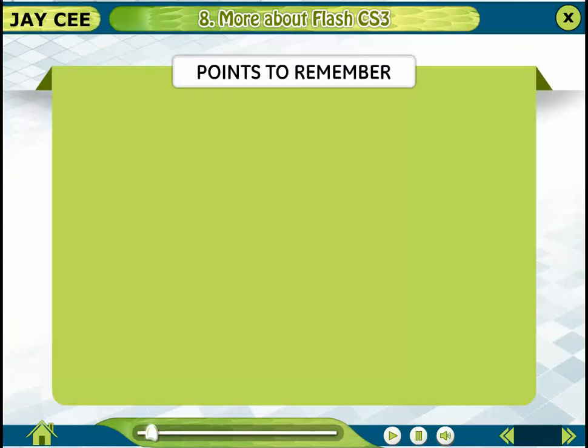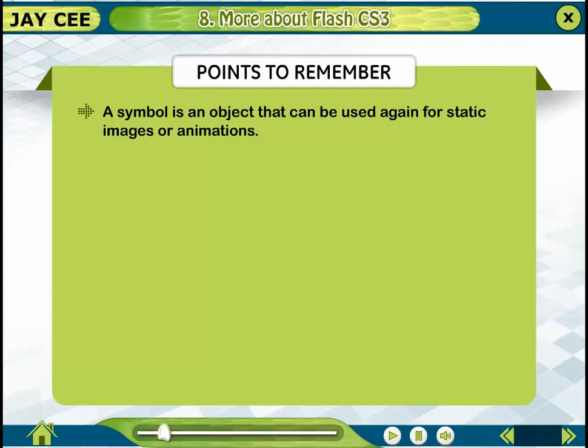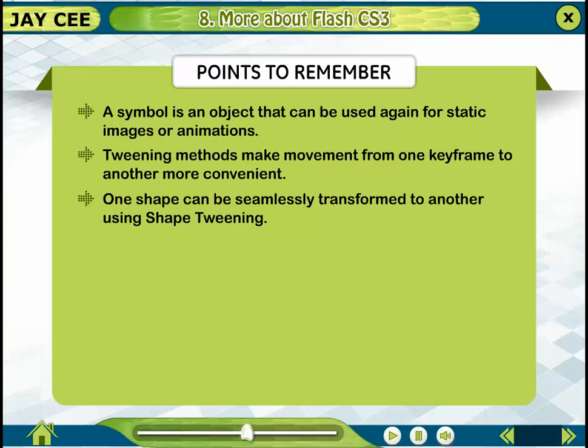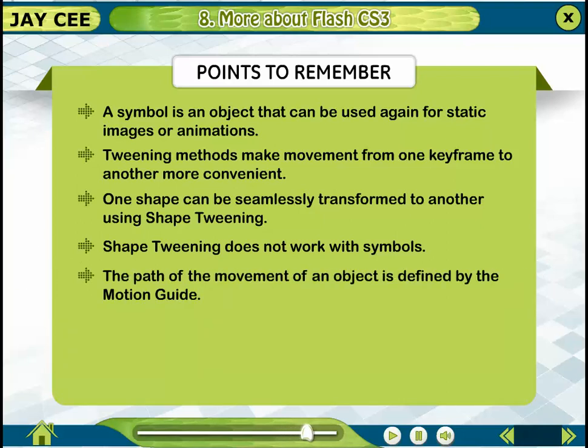Points to remember. A symbol is an object that can be used again for static images or animations. Tweening methods make movement from one keyframe to another more convenient. One shape can be seamlessly transformed to another using shape tweening. Shape tweening does not work with symbols. The path of the movement of an object is defined by the motion guide.